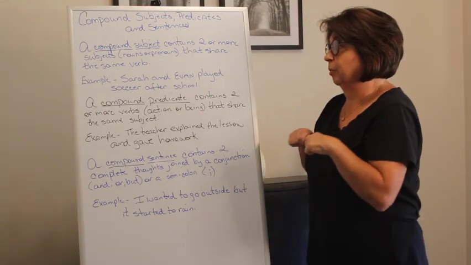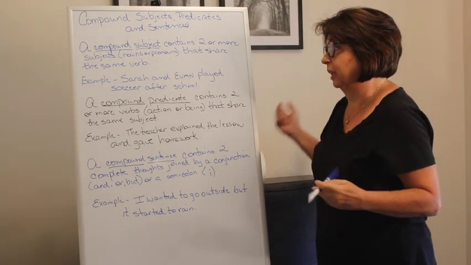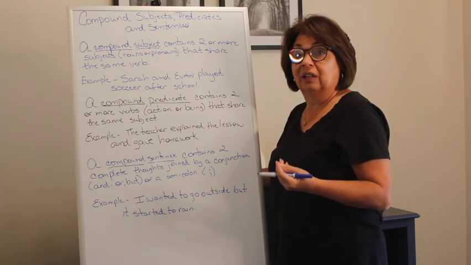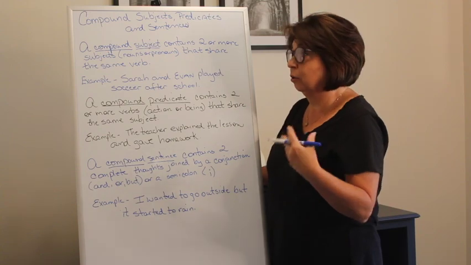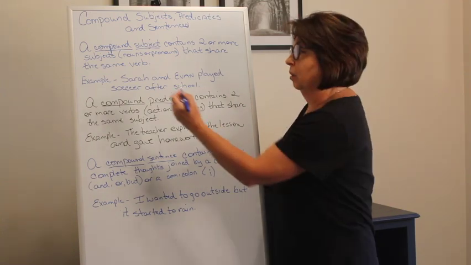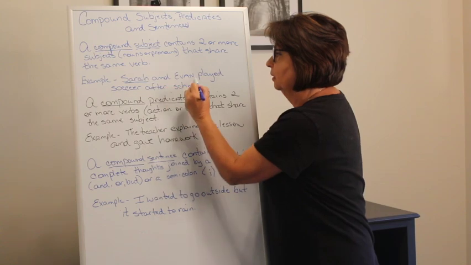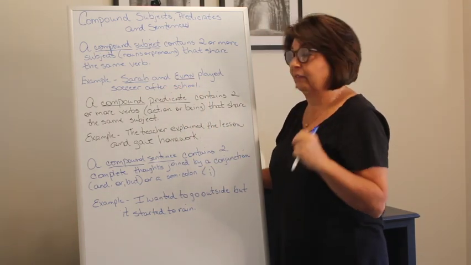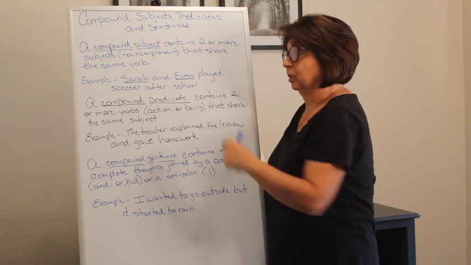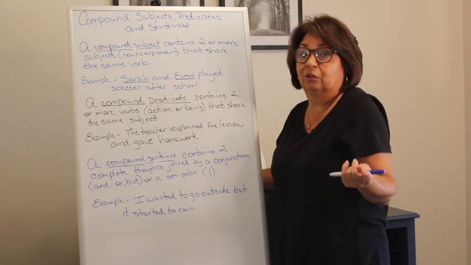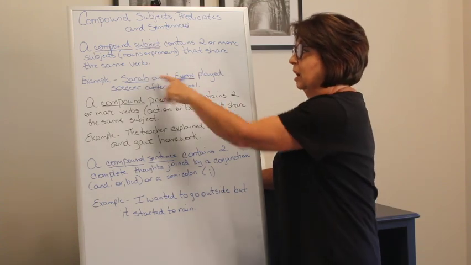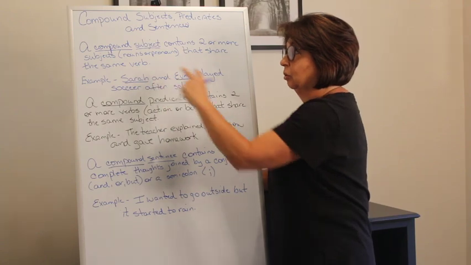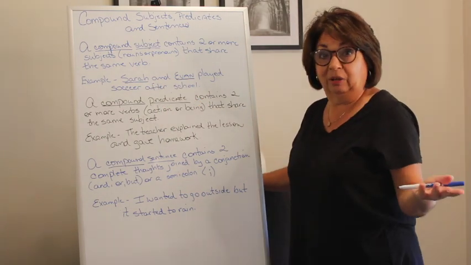And let's look at an example. Sarah and Evan played soccer after school. Who is doing the action in this sentence? Who is this sentence about? Well, it is about Sarah, and it's also about Evan. So since we have two subjects, Sarah and Evan, this is considered a compound subject. If we only had one subject, it would be considered simple. Since there's two, it's a compound. So this is one sentence, it's a complete thought, but it has two subjects: a compound subject.